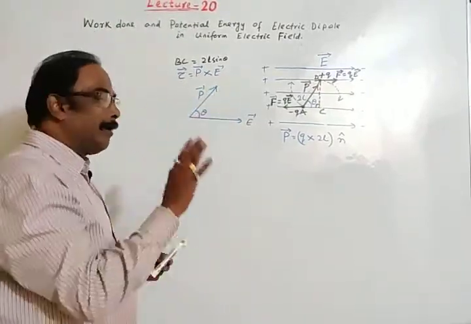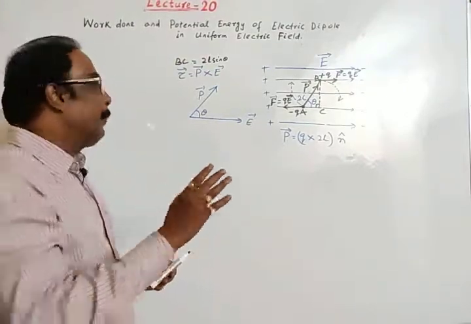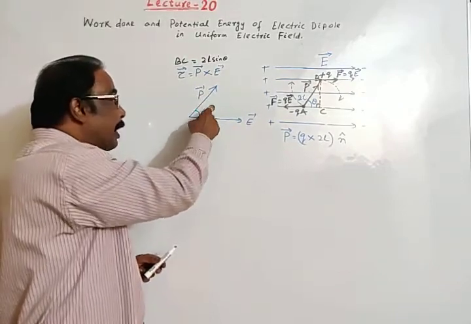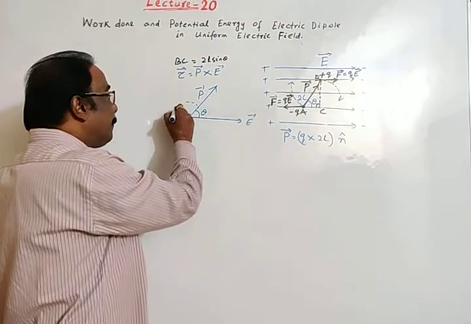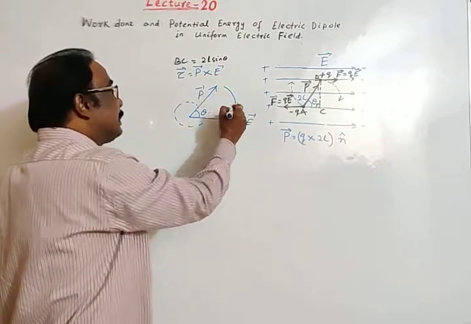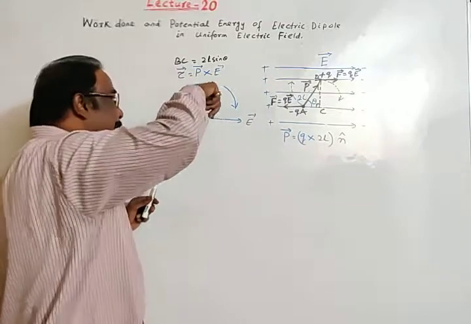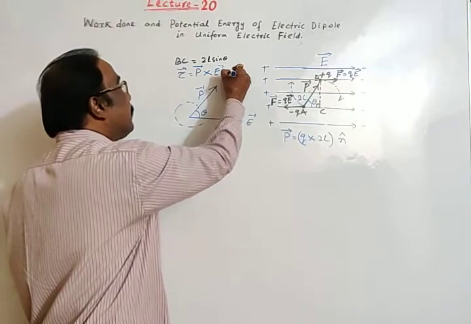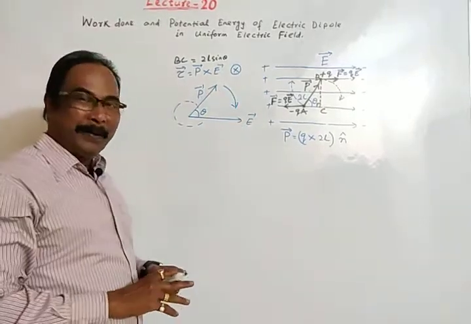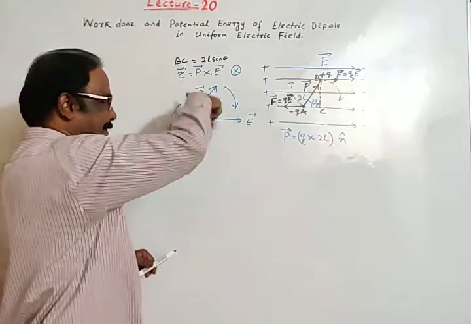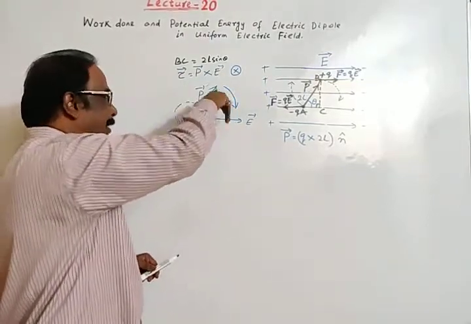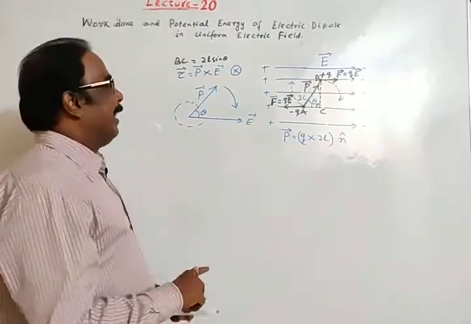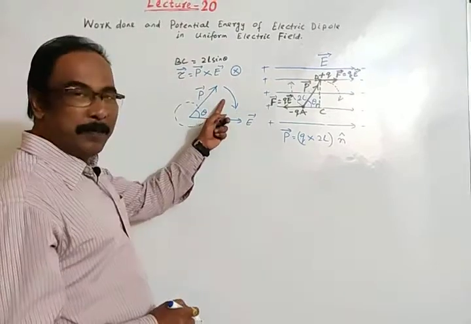As per the right hand thumb rule or right hand screw rule, the direction of torque means P cross E. Theta is the acute angle between P and E. So this is the sense of rotation, clockwise. The sense of rotation is clockwise but the direction of torque is inwards. We represent inward with a cross. Direction is inwards, which means the sense of rotation is clockwise. Okay, I think this much discussion is very easy for you.